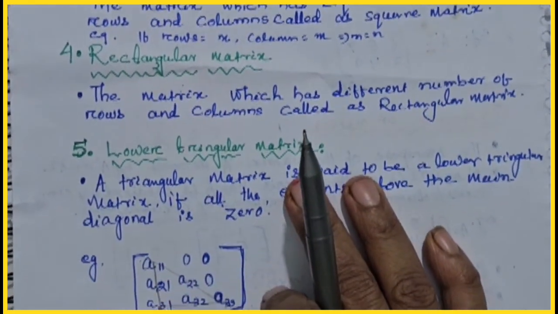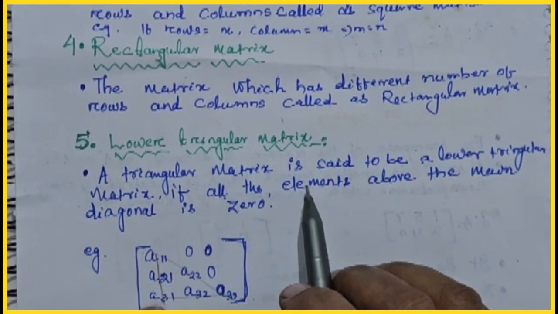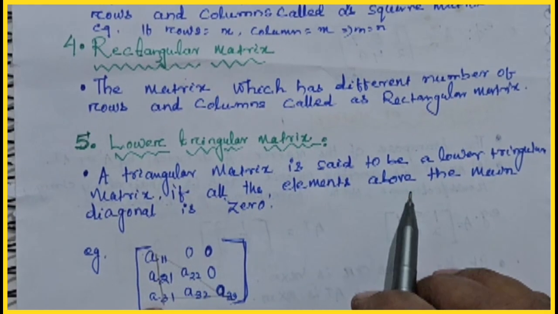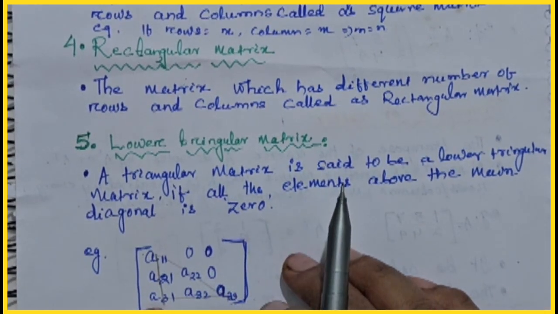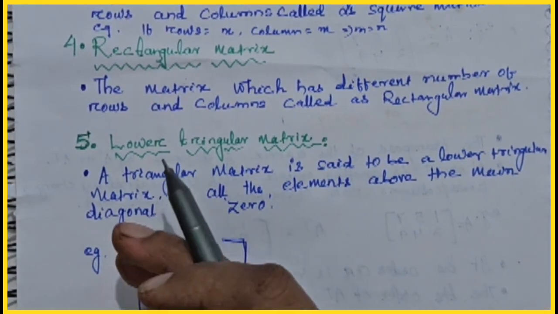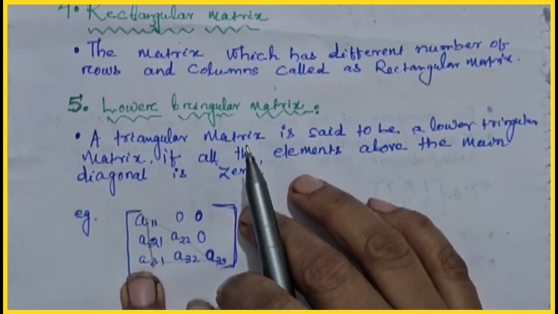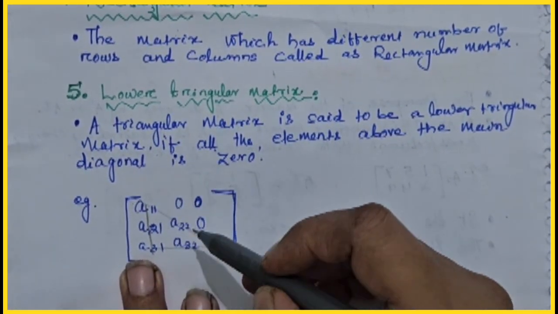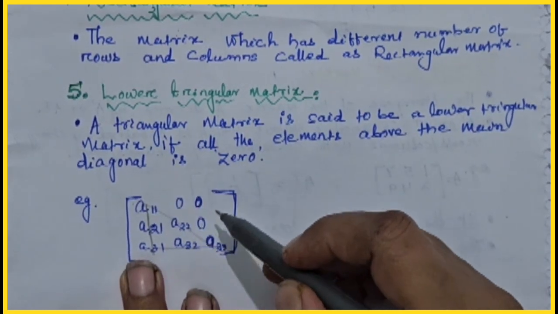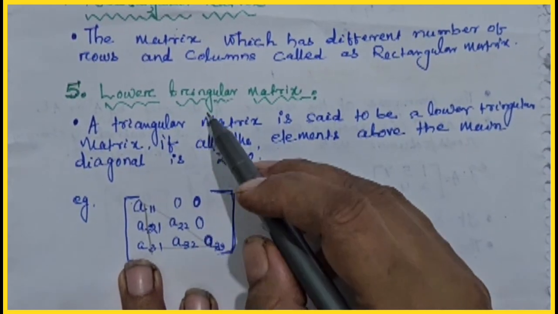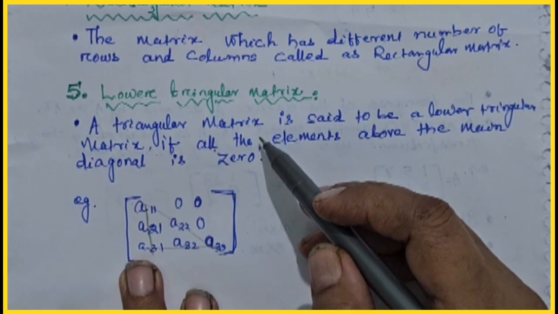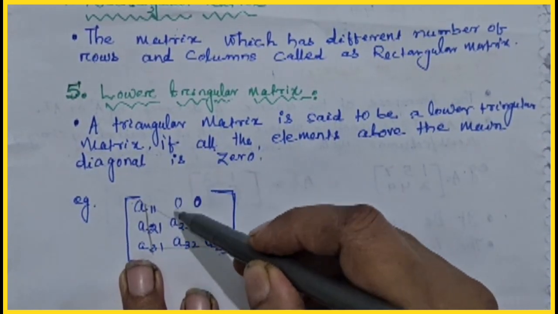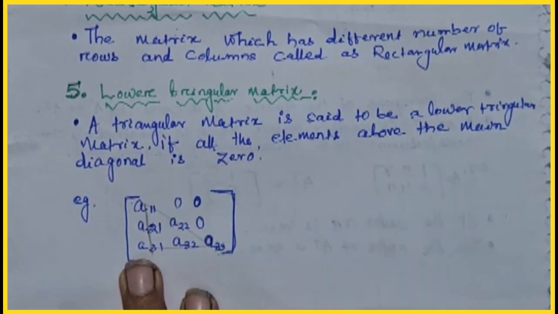Lower triangular matrix. So lower triangular matrix क्या है? A triangular matrix is said to be lower triangular matrix if all the elements above the main diagonal are 0. All the elements above the main diagonal. This is a 3 cross 3 matrix and this is the diagonal. Above the diagonal, all the elements are 0 in case of lower triangular matrix. So here 0, 0, 0. These 3 elements are 0.